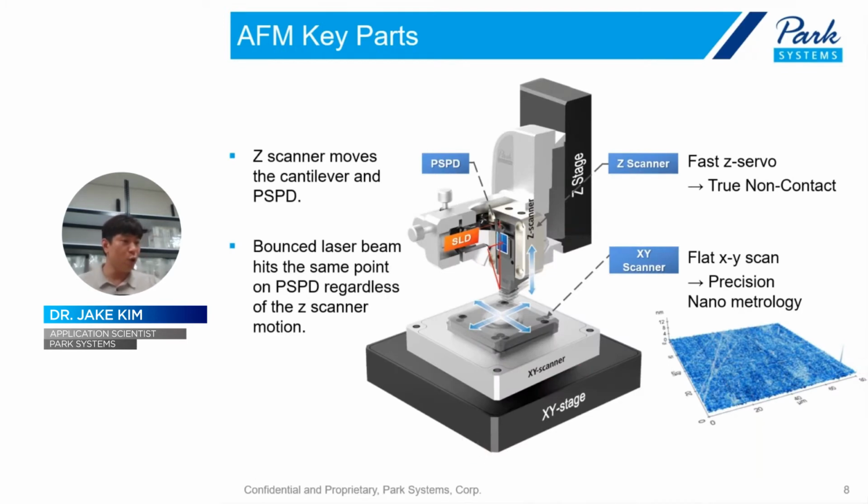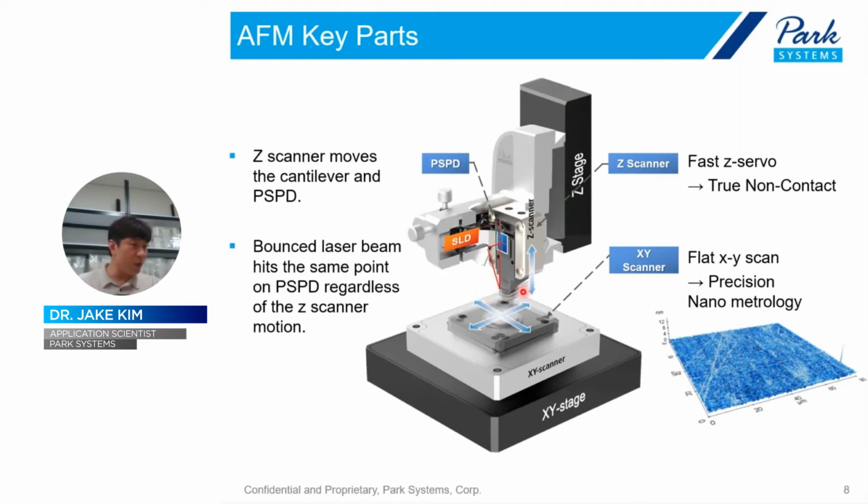And next, let's go to the AFM key part. Basically, we have an XY scanner in here, and the Z scanner is offside of the XY scanner. They move in their own directions, like X, Y, or Z direction, and collect this three-dimensional information. Then you can see the surface topography or surface morphology.